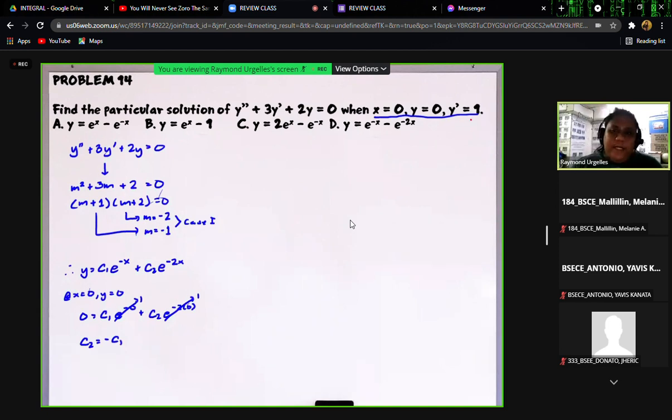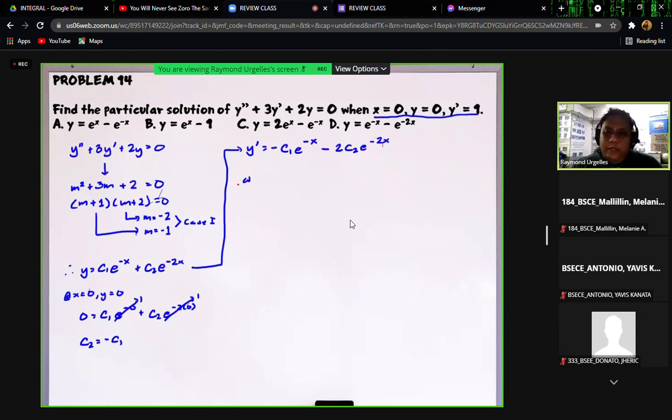Okay? So yung next na given sa atin is y prime. So kaya mula dito, isosolve natin si y prime. Diba? So we have y prime is equal to negative C1 e to the negative x. Saan galing yung negative? Derivative ng exponent. Diba? That's by chain rule. Kasi since hindi lang x yung nasa exponent natin, kailangan natin kunin yung derivative ng exponent. Derivative ng negative x is negative 1. Tapos dito naman, derivative ng negative 2x is negative 2. Kaya meron tayo dito negative 2 C2 e to the negative 2x.